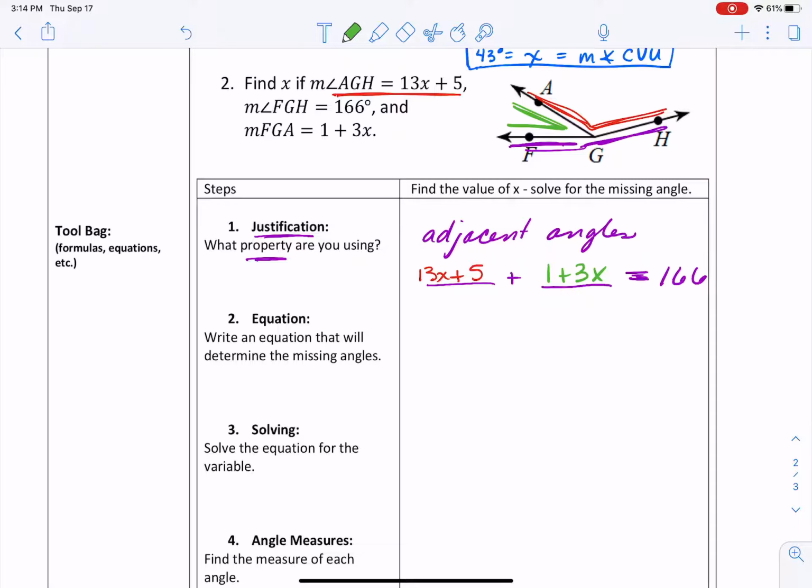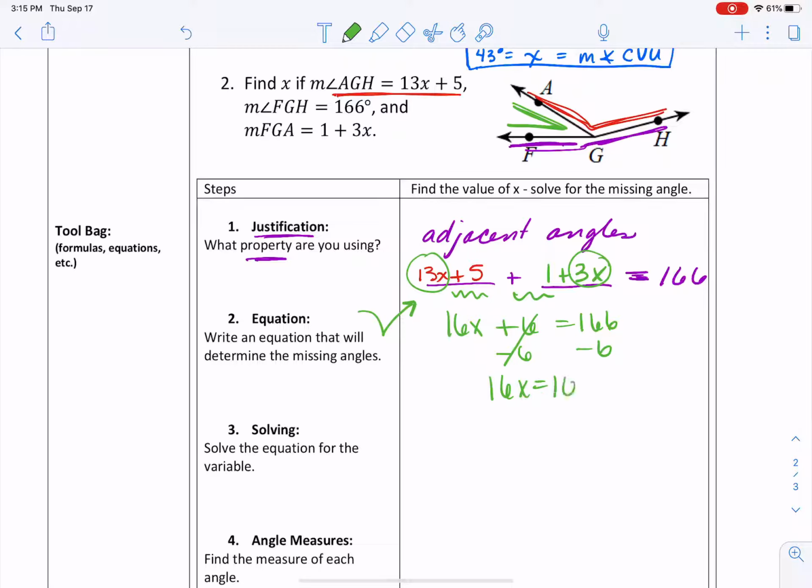So the red and the green angle have to equal the purple. So I just have to solve my equation now. Here's my equation. That's what I've done, is I wrote here. So now I need to solve the equation. Combine like terms. 13 plus 3, 16x. 5 plus 1, 6 equals 166. Subtract 6 from both sides. 16x equals 160. Divide. x equals 10.